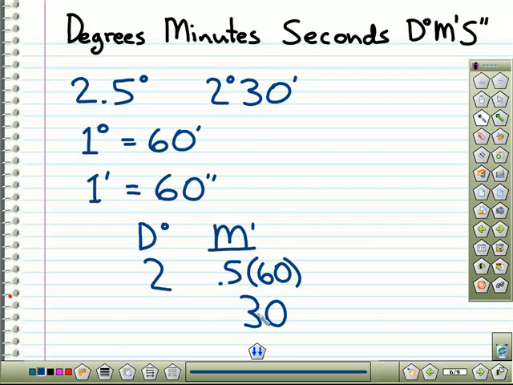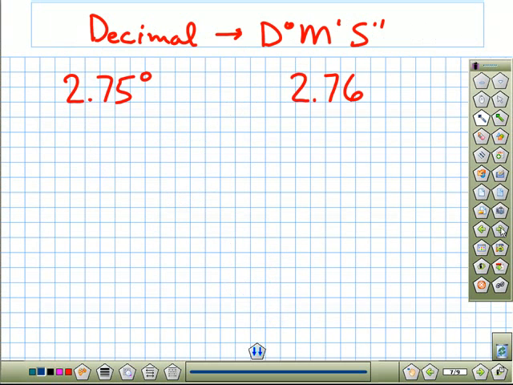Okay. Well, let's look at how we can go from decimals to degrees, minutes, and seconds. In other words, that's what we need to be able to do. Take a decimal, which we're more familiar with, and write it as the less familiar degrees, minutes, and seconds. And go backwards also. We want to be given degrees, minutes, and seconds and go backward to decimals. So let's take this first one, for example, 2.75.